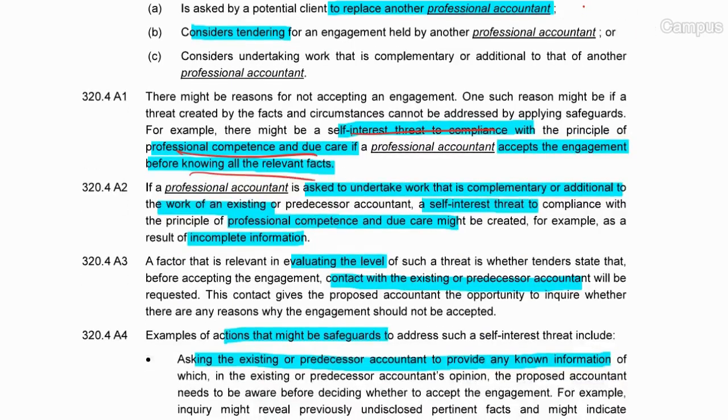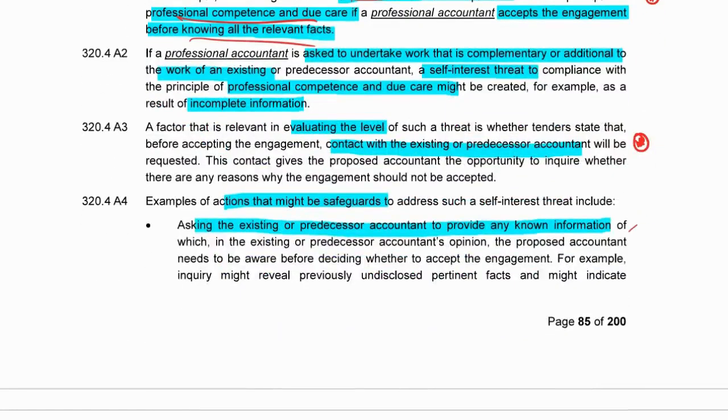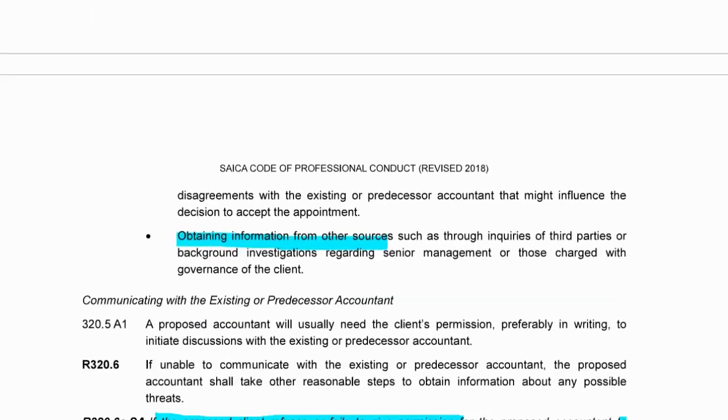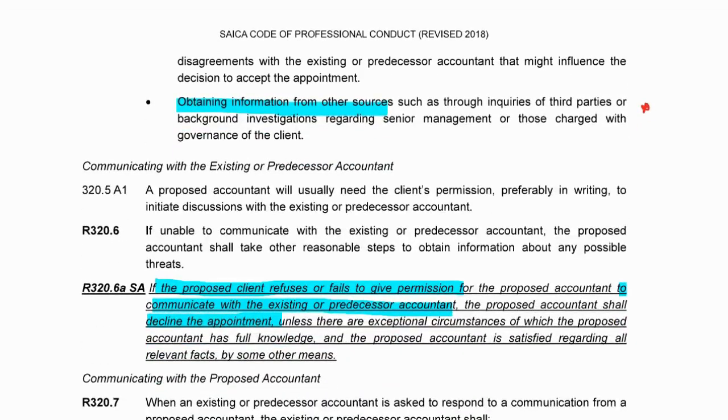So we now have this. How can we consider if it's significant? We need to obtain or request contact with the previous accountant, and then safeguards, asking the previous accountant, which we've not been allowed to. So if that's not allowed, then trying to get information from another source. It does, however, say if the client fails to give permission, then we should potentially decline the appointment unless there are exceptional circumstances. Okay, so provided we feel that these are exceptional, we can discuss that.